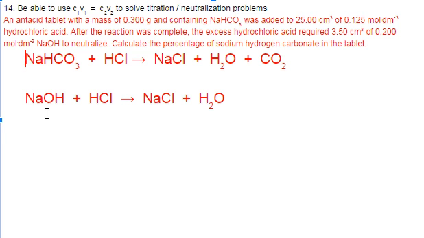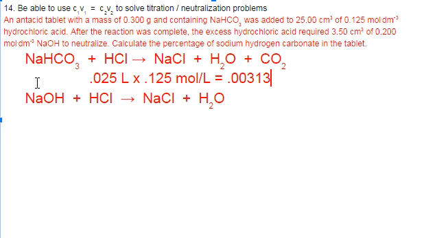So if I look at 25 cc's, or really it's 0.025 liters of HCl times a molarity of 0.125 moles per liter, we are starting with an amount of HCl equal to 0.00313 moles of HCl. And we know that's more than we needed. So how much more was it?